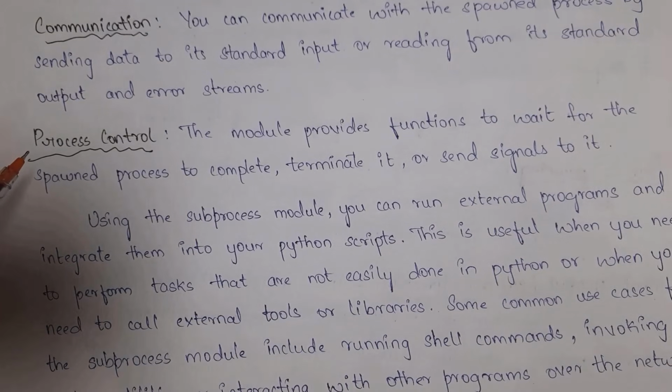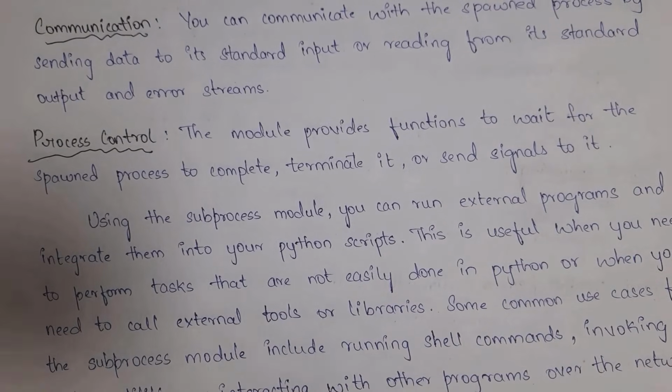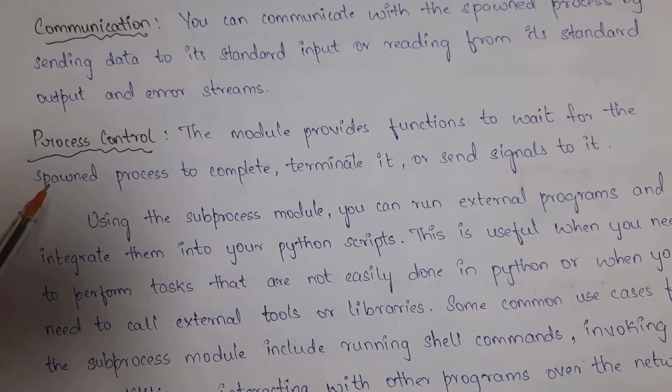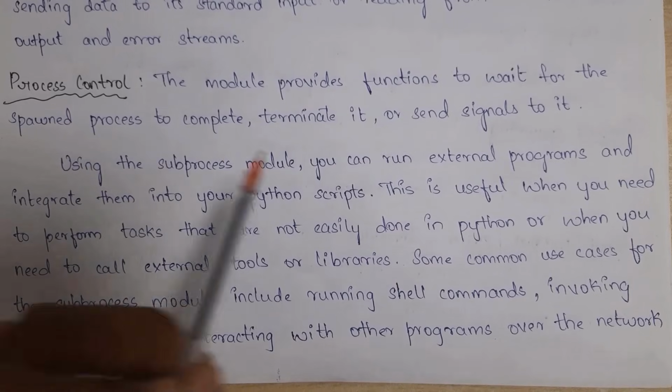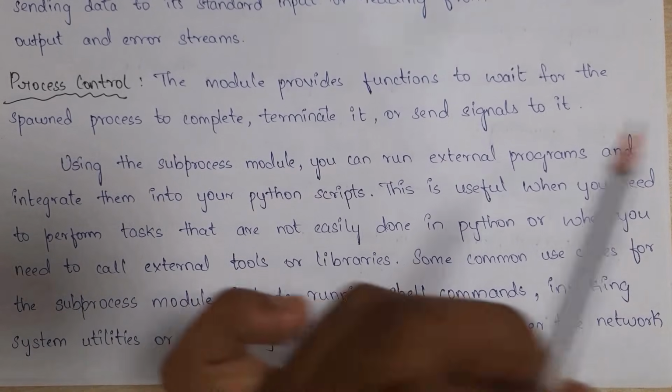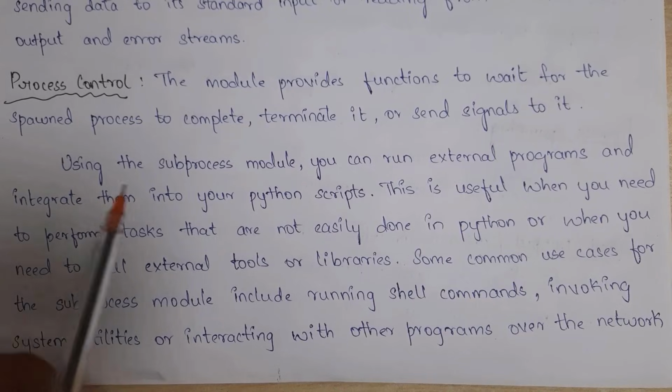And the fourth feature is process control. The subprocess module provides functions. By using these functions, you can wait for completion of the spawned process, or terminate it, or send signals to it. Using the subprocess module, you can run external programs and integrate them into your Python script.